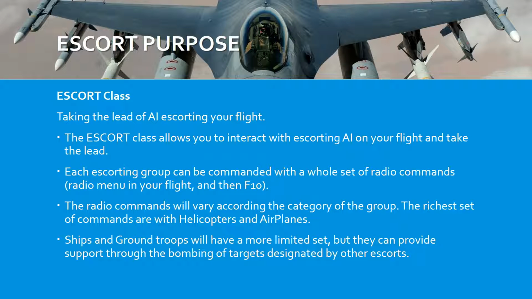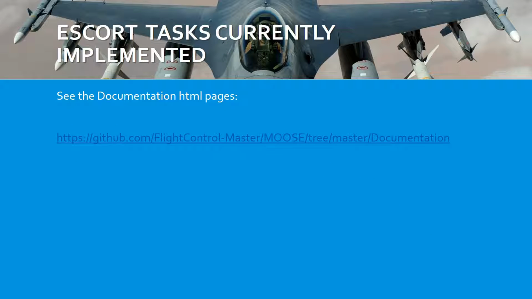The ground troops are very useful, ships and ground vehicles, because they can provide support through target acquisition or target attack assistance. But more to be followed there. Let's do an overview of the different commands available.